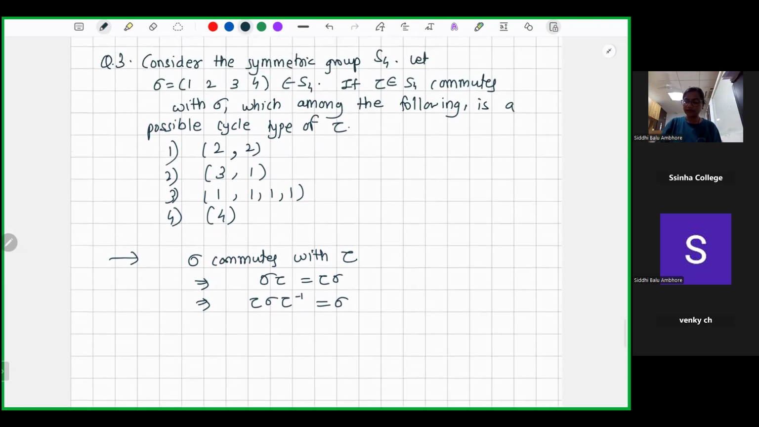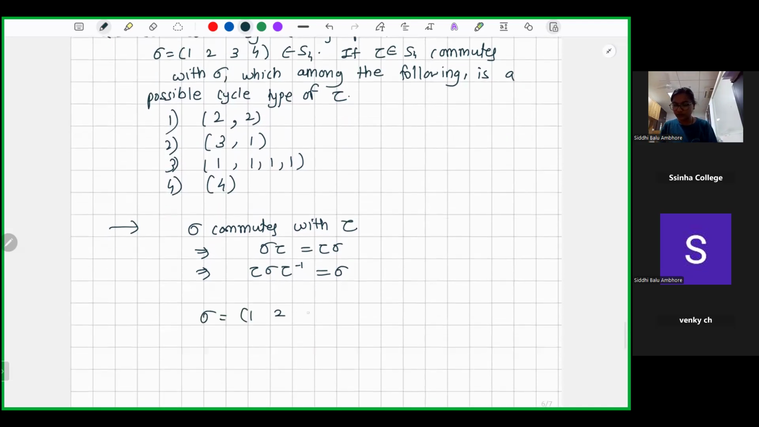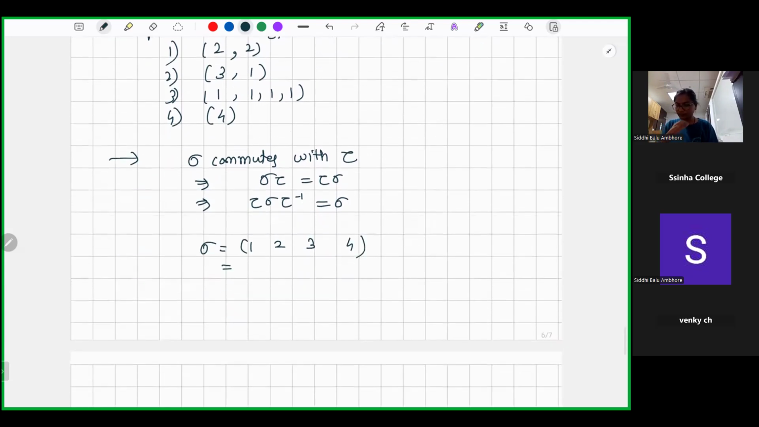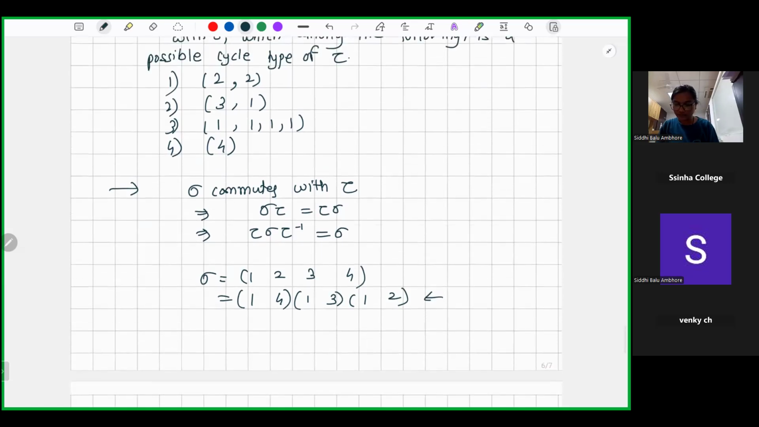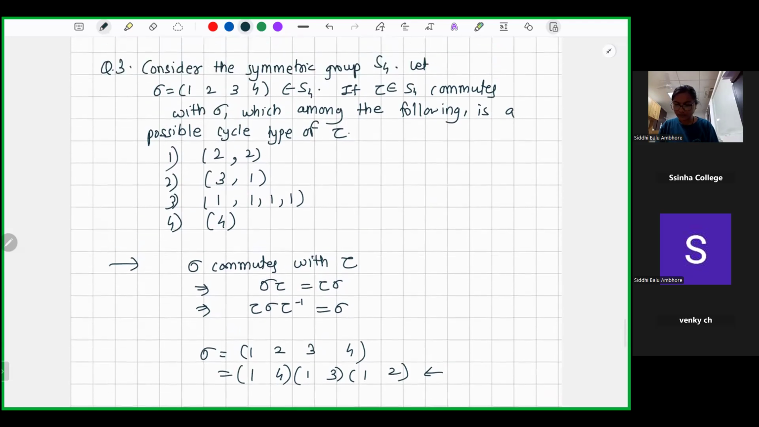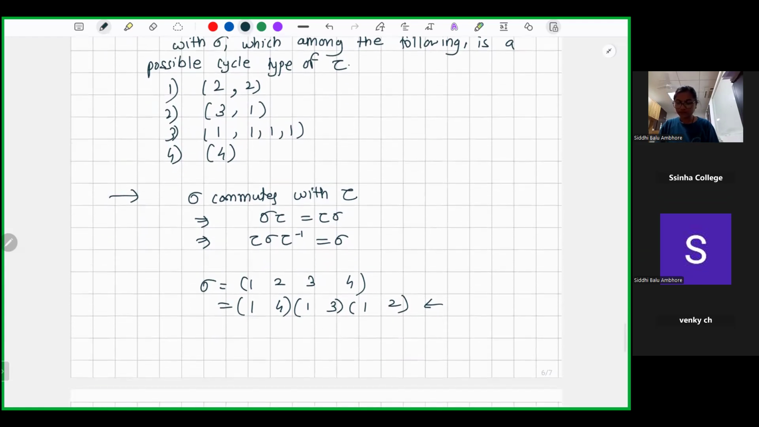Here we have sigma, which is (1 2 3 4), and if I want to write it in the transposition form, it is (1 4)(1 3)(1 2), right? Let me check. This is a 4 cycle. Okay, this is a 4 cycle.